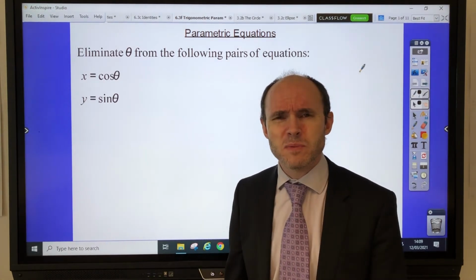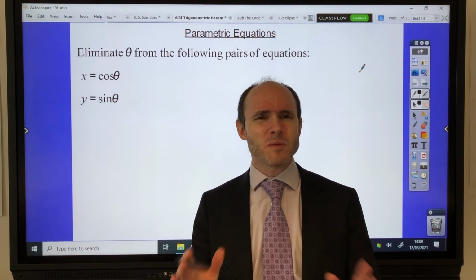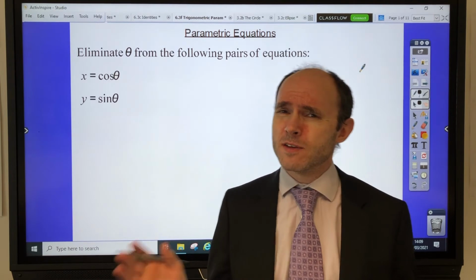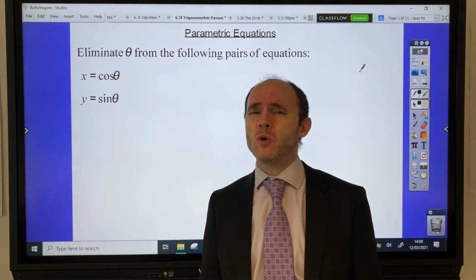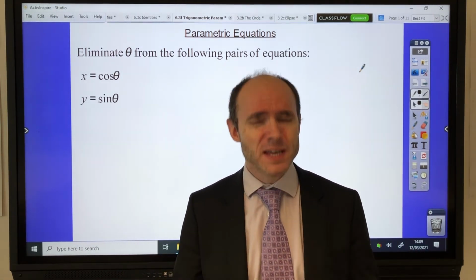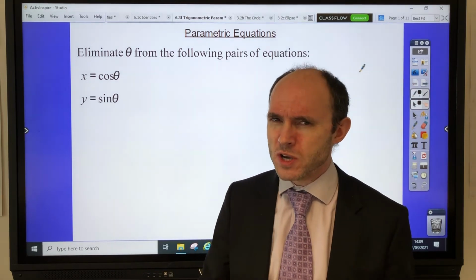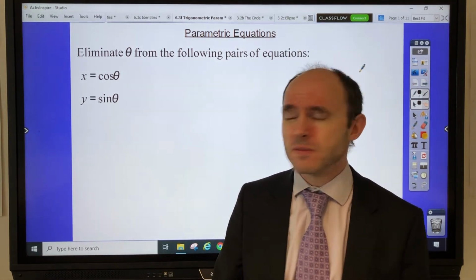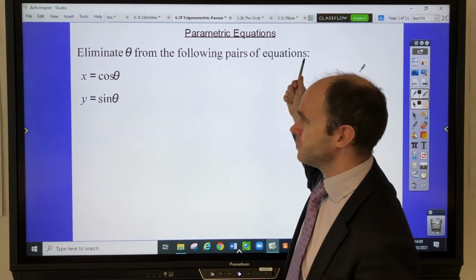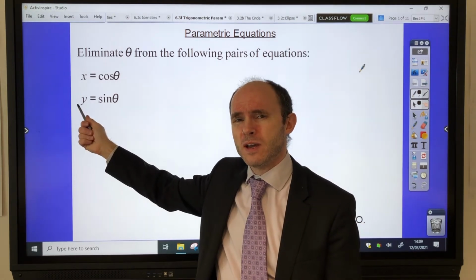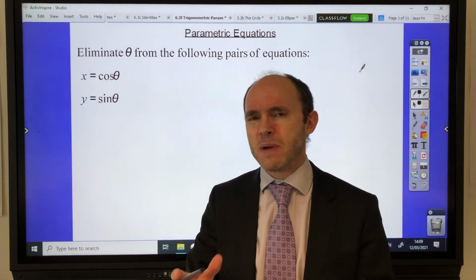Right, next type of examples. I do love these. These are what we call parametric equations. Now, if you're in year 12, it probably doesn't call them that in the textbook, but believe me, these are what we call parametric equations. In the textbook, it probably says something like eliminate theta from the following pairs of equations. But what they really are are parametric equations.